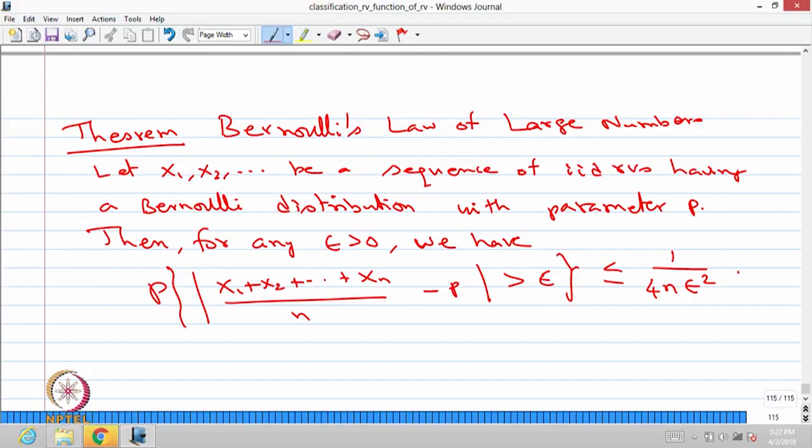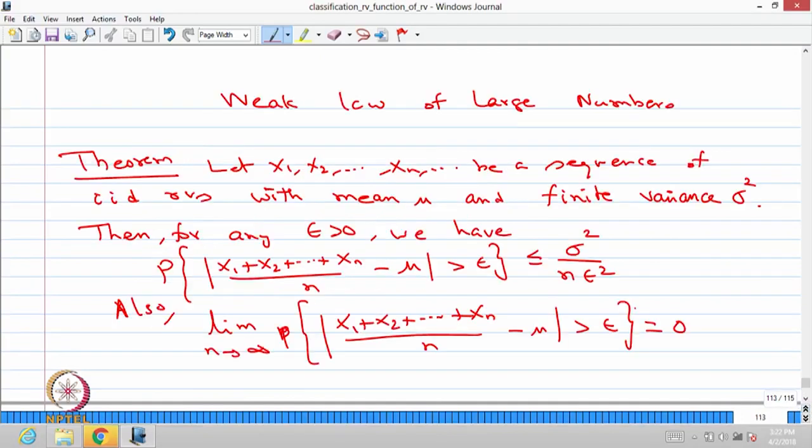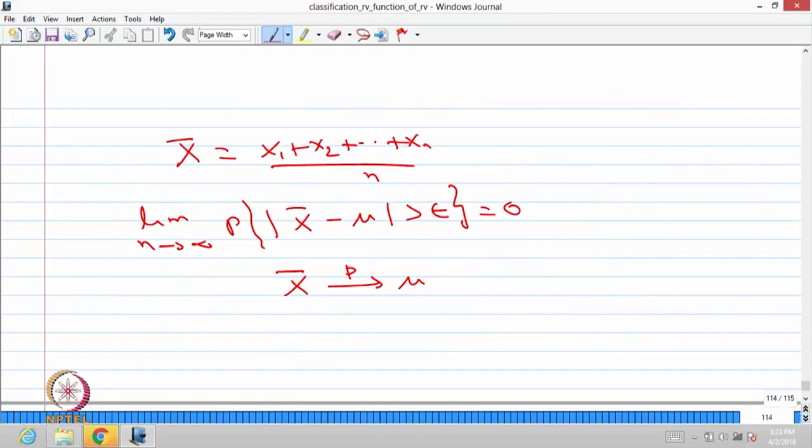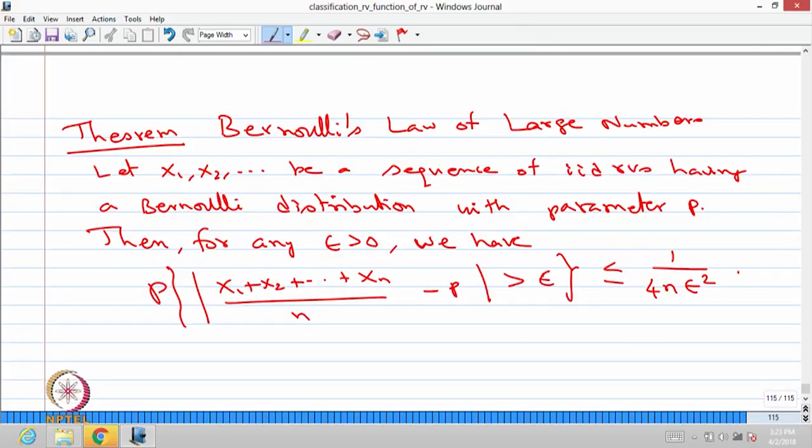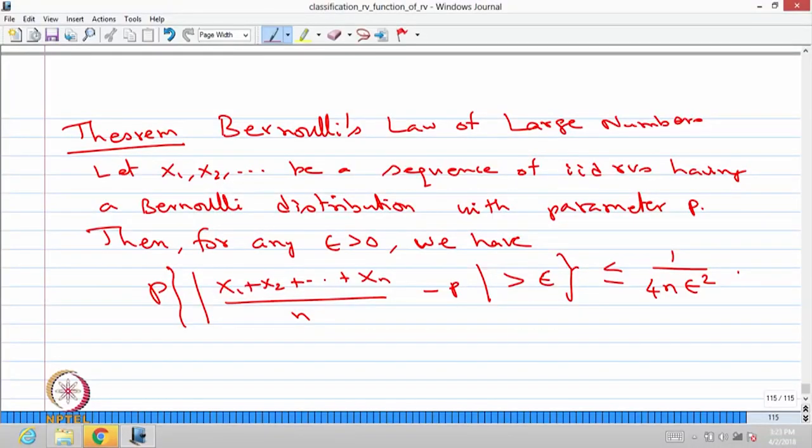This is a special case of the earlier theorem. If you see the earlier theorem, the weak law of large numbers, we have a sequence of IID random variables with the mean mu and the finite variance. Then we concluded as n tends to infinity, x bar converges to mu and convergence takes place in probability. In Bernoulli's law of large numbers, in addition to the previous theorem, we have introduced the distribution of each random variable, that is Bernoulli distribution with the parameter p. We are going to give the proof of this theorem as follows.